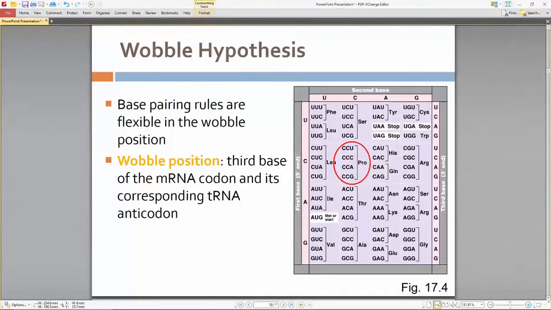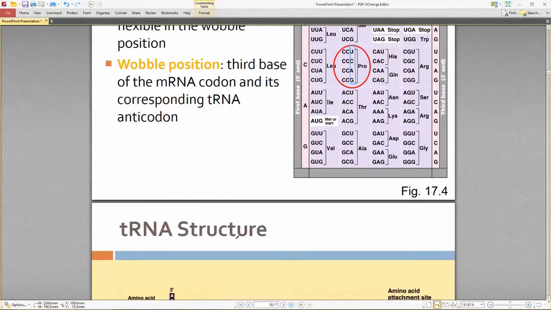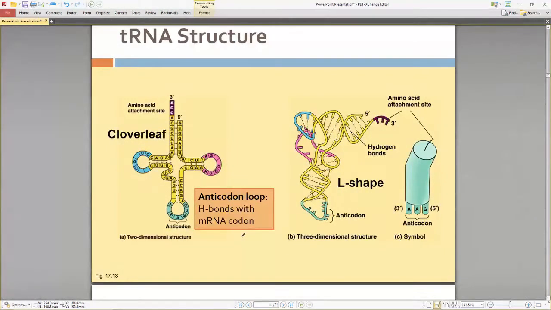And that's where we learn something called the wobble hypothesis. The wobble position is the third base in a codon. Whenever I say wobble position, that's what it's referring to. And there's a definition here: the third base of the mRNA codon and its corresponding tRNA anticodon. That is the wobble position. And in this wobble position, base pairing rules are a little bit more flexible.